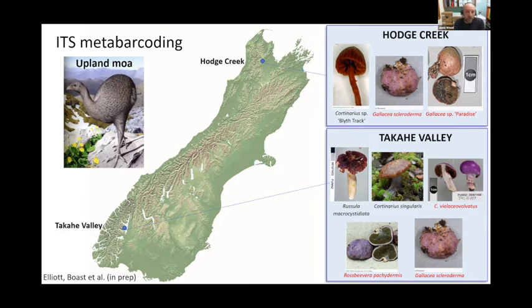Interestingly, most of these fungi are purple in colour, and purple fruits, along with red fruits, have been shown to be favoured by other forest ratites, such as the cassowary, and maybe this was the case in moa too.